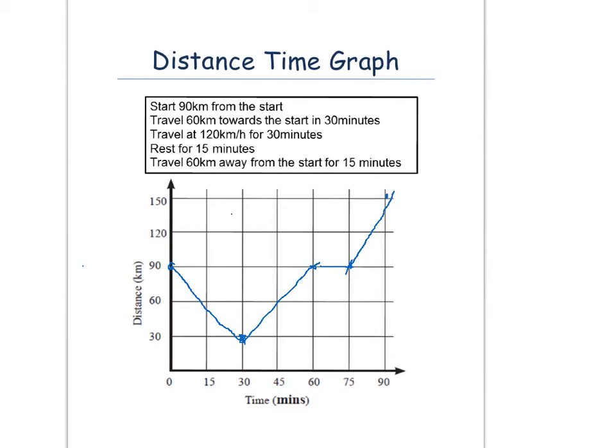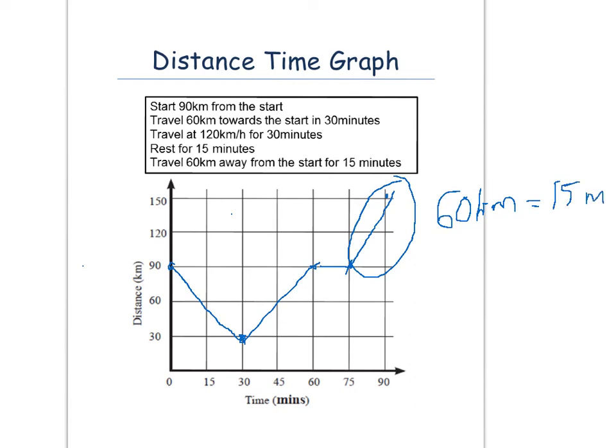We can tell that in this last section here, we travel the fastest. The reason I can tell this is because it's the steepest line. We can also find, if we wanted to, the speed by doing the distance, which is 60 divided by the time 15. So that actually means we're going 60 kilometres in 15 minutes.